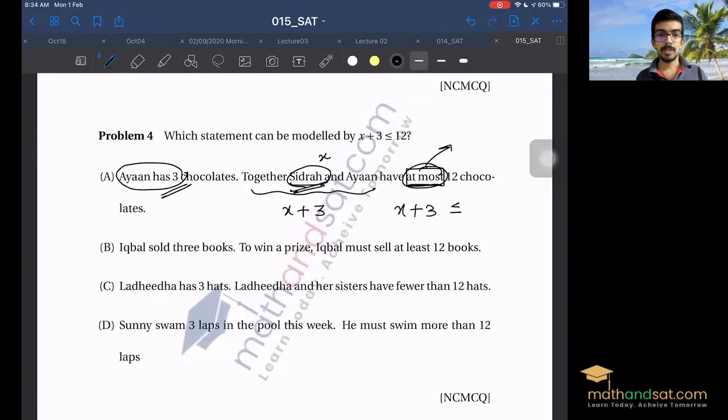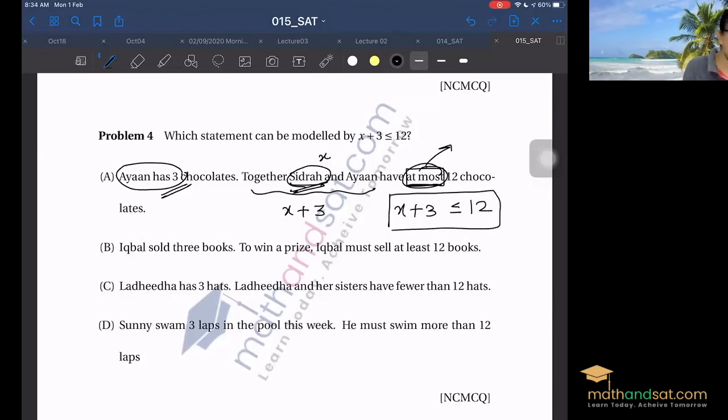Yes or no? So what does "at most" mean? Together they have a maximum of 12 chocolates. So X plus 3 is less than or equal to 12. That is the maximum, 12 is the maximum. So the number they have is going to be less than or equal to 12.